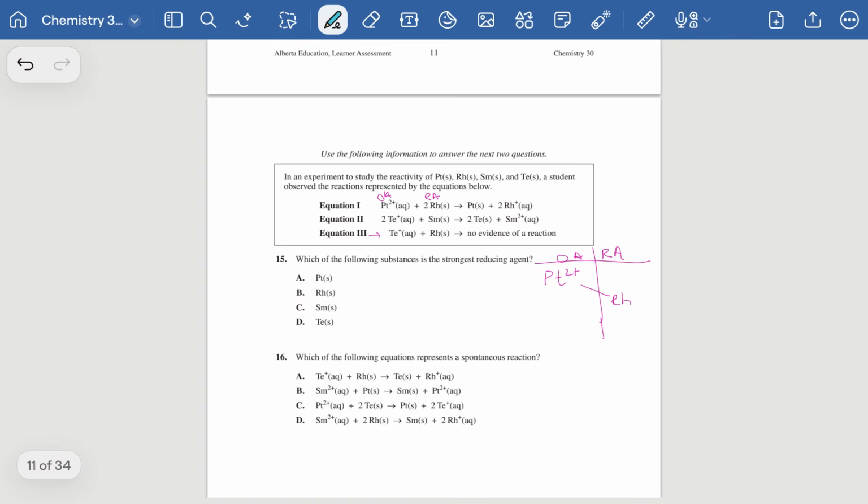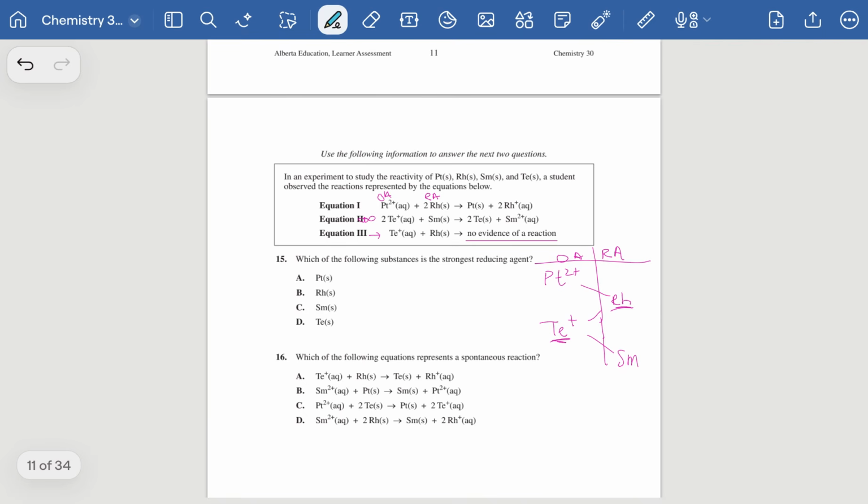So I'm just going to skip to equation number 3 quickly. And the fact that this says no evidence of a reaction, we know RH is already an RA. So that would mean TE positive would have to be an OA lower than RH, because you don't see any reaction. So it's non-spontaneous. Now I can go back to equation 2. And we do have products, so TE2 positive as an OA would have to be higher up on the table than SM. So now I have my skeleton table happening, but enough to be able to answer the question.